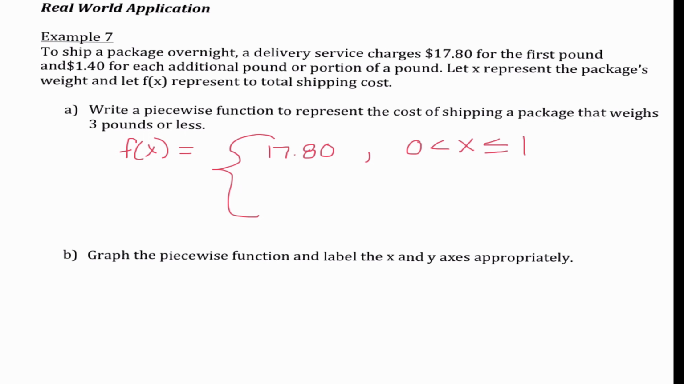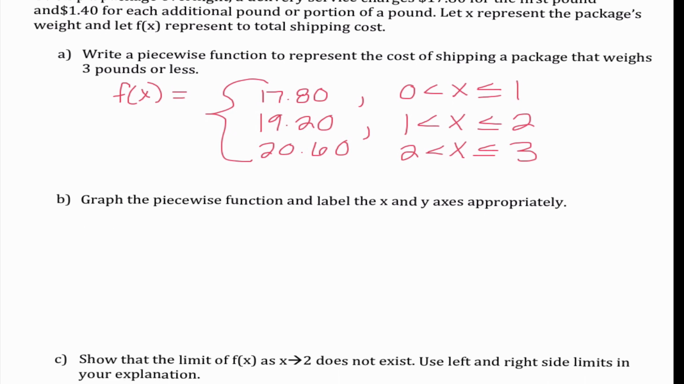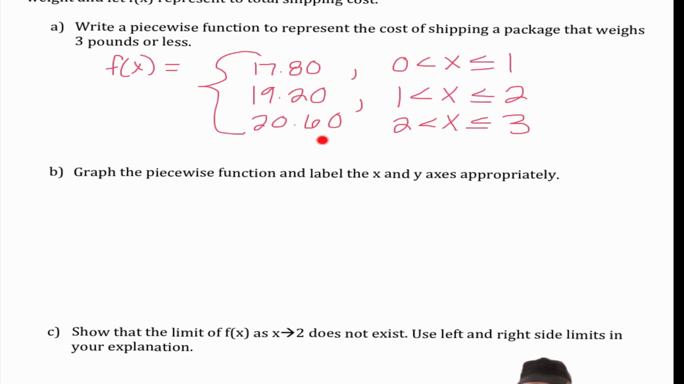Now, as soon as we go anywhere over 1 pound, up until equal to 2 pounds, it brings us into a new price range. In fact, it tells us it's going to cost $1.40 more. So that would be $19.20. Then, if we go past 2 pounds up until 3 pounds, it would be $1.40 more, so it would be $20.60. So this is an example of a piecewise function.